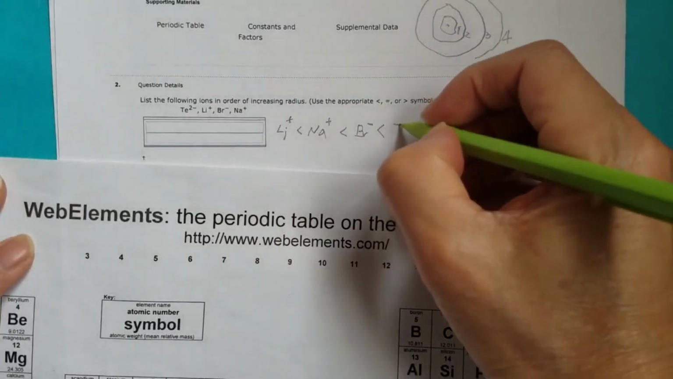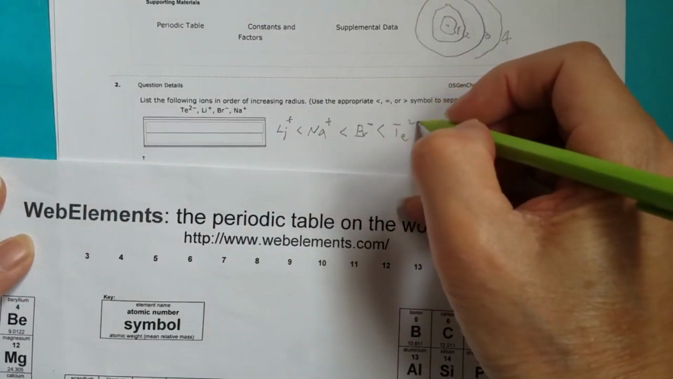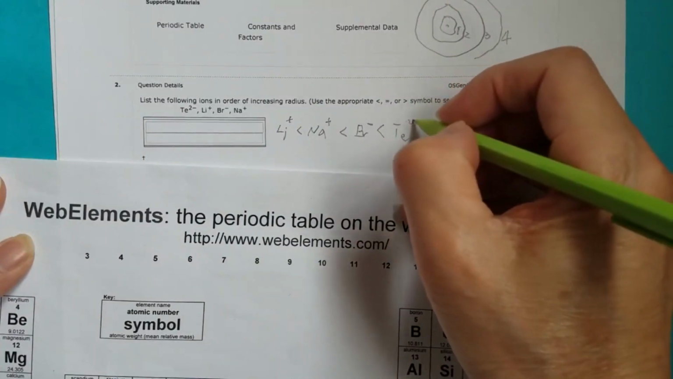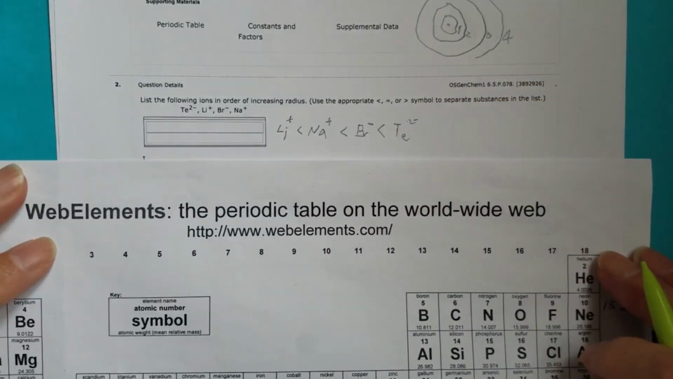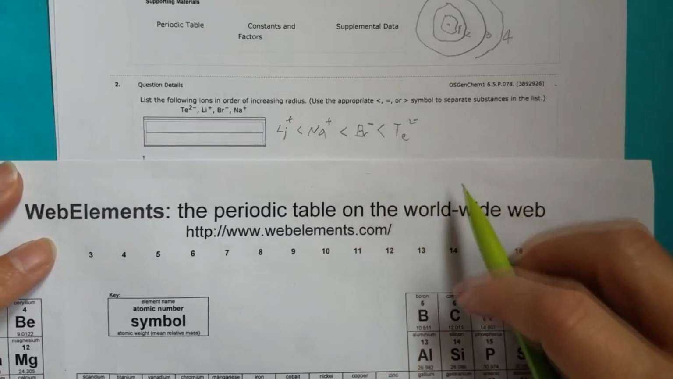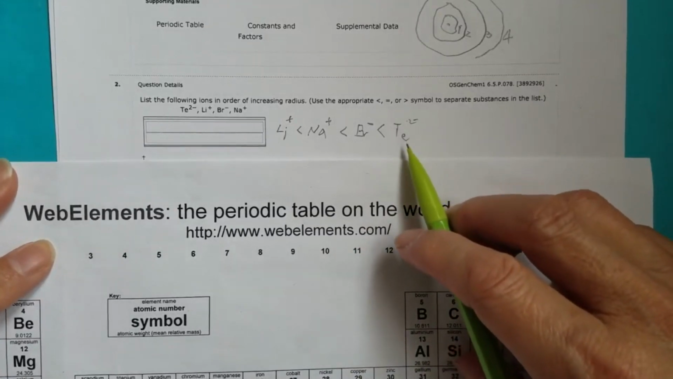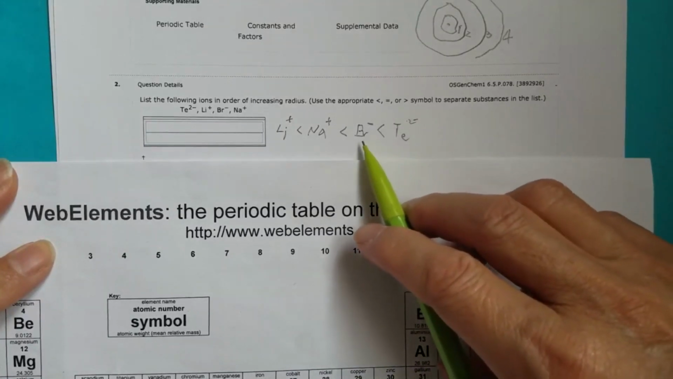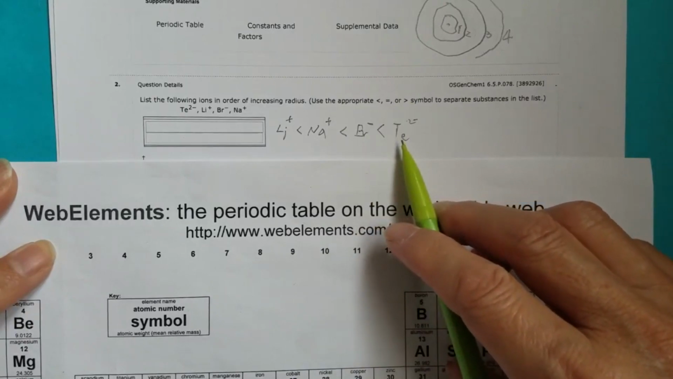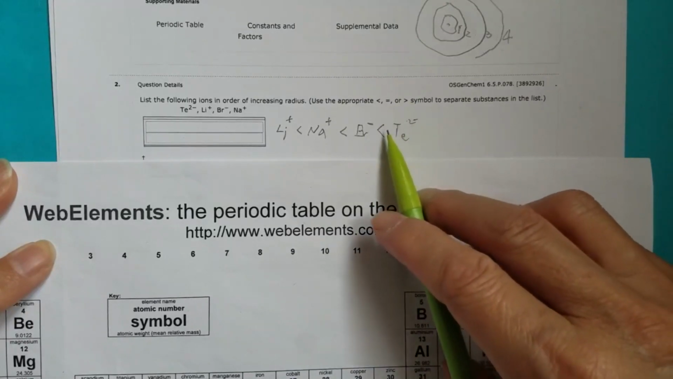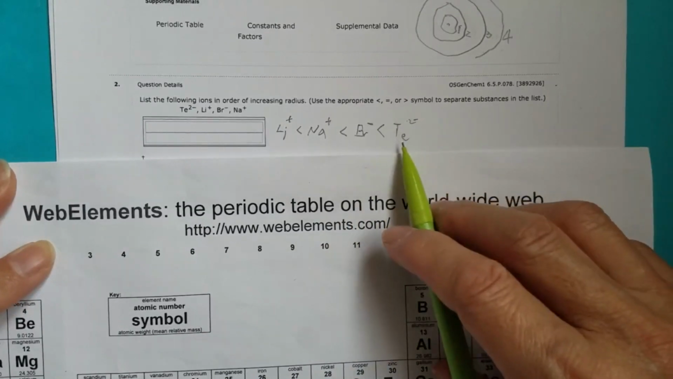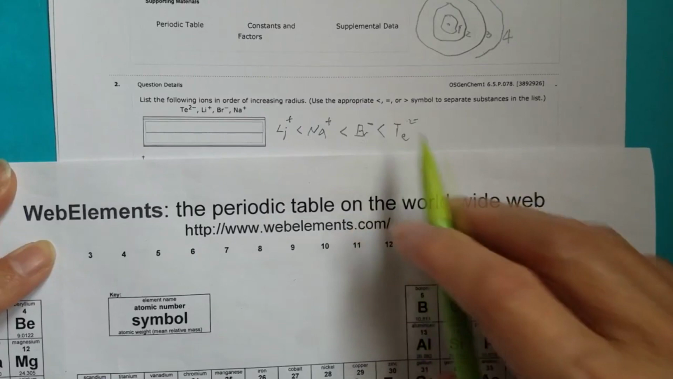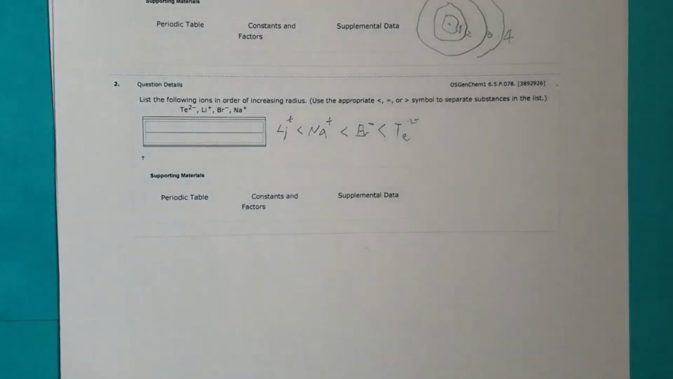So Te2 minus means it has gained 2 electrons, and that will not change the size comparison with the bromide. Te2 minus is still larger than Br minus, because the Te atom is much larger than the Br atom. Okay, so that's question number 2.